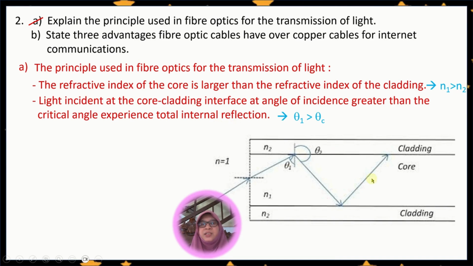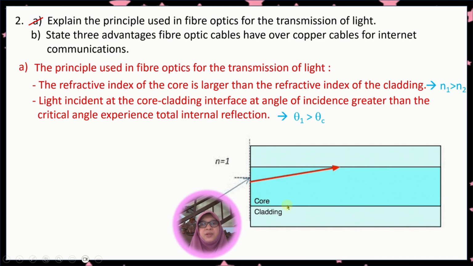So this is the two-dimensional view of a fiber optic. The middle is the core, and then the cladding of the fiber optic. Okay, you can see the animation here. After the critical angle, it will experience total internal reflection.